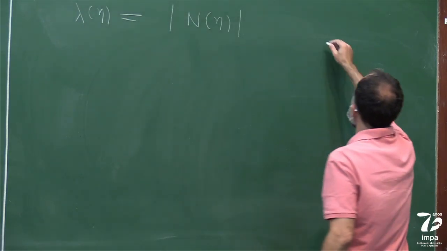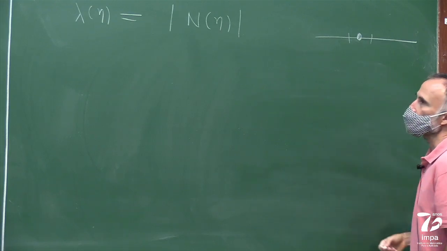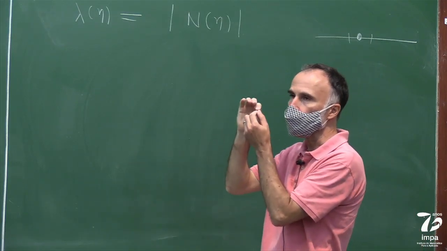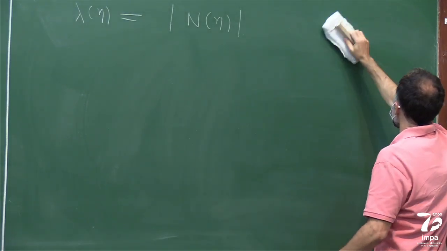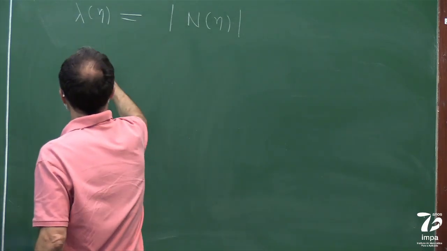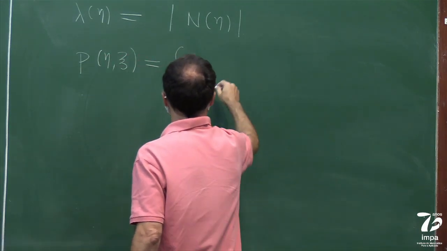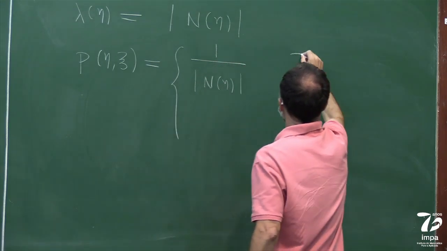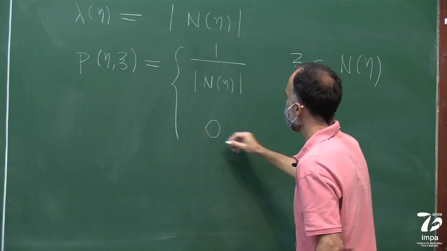So if I have a configuration with only one particle, the set of neighbors is exactly equal to 2. This was my observation at the beginning: you can think that this particle tries to jump to the left or to the right after an exponential time of rate 2. Now, p(eta, xi) will be equal to 1 over the number of neighbors if xi belongs to the set of neighbors, and 0 otherwise.